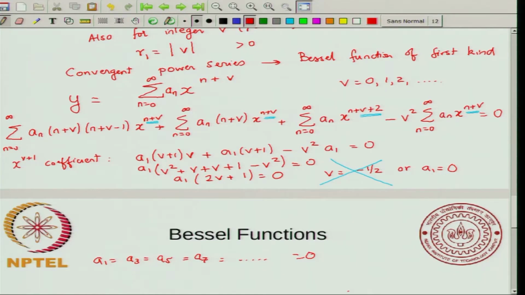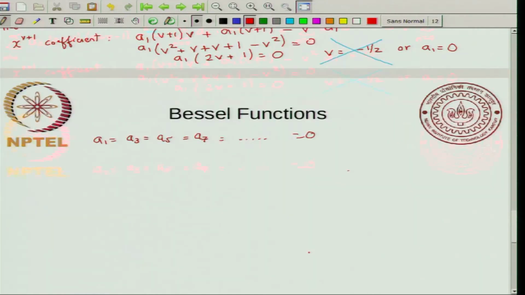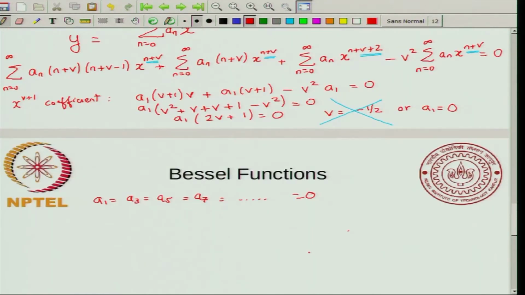If each of these are 0, then you only have the even terms to worry about. We already saw the case where we are insisting that a0 is not equal to 0, and we got the indicial equation. So now you have a0. Now, what about a0, a2, etc., not equal to 0?